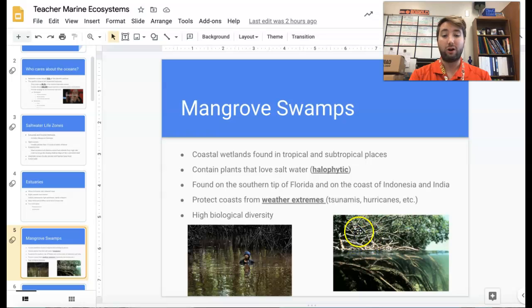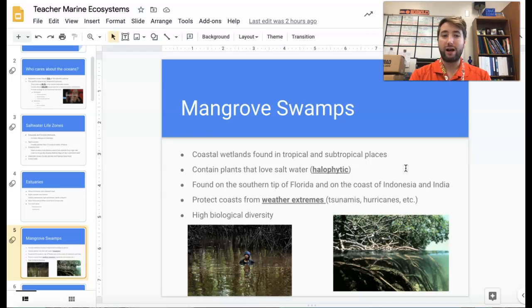But what they actually are, these giant trees that love salt water. They're called halophytic plants, and they got the phrase halo from the halogens. And then phyte means plant, so halophytic plants are plants that like salt. They're found on the southern tip of Florida, Indonesia, India, but Indonesia and India have really started to cut theirs down because they wanted more coastline for more tourism, but then what they didn't realize was actually protecting them from a tsunami or a hurricane or a typhoon, as they would call it.